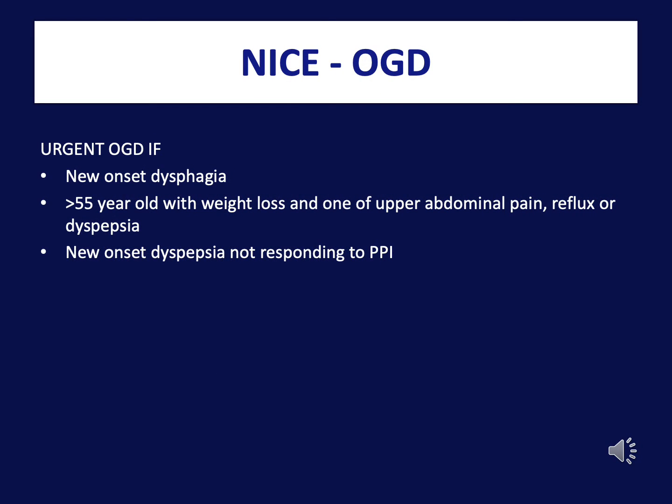So these are the NICE guidelines for OGD. Simple, just 3 bullet points. Any urgent OGD should be done in a patient with new onset dysphagia if they're over the age of 55 with weight loss and one of either upper abdo pain, reflux, or dyspepsia. And also if there's a new onset dyspepsia which is not responding to proton pump inhibitor therapy.